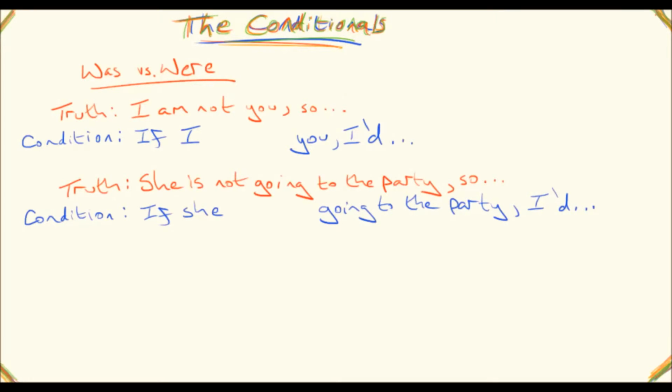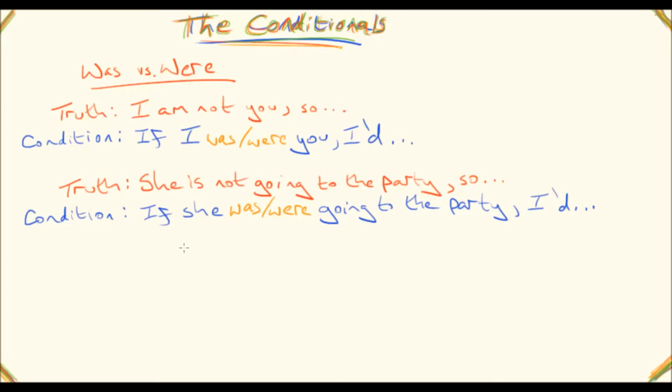We've got was versus were. The truth, I am not you, so blah, blah, blah. The condition, if I, well, here you can say, really, you can say if I was or were you. If I was you, if I were you, I'd blah, blah, blah. Another example, the truth, she is not going to the party, so blah, blah, blah. Condition, if she, and once again, was or were going to the party, I would blah, blah, blah.